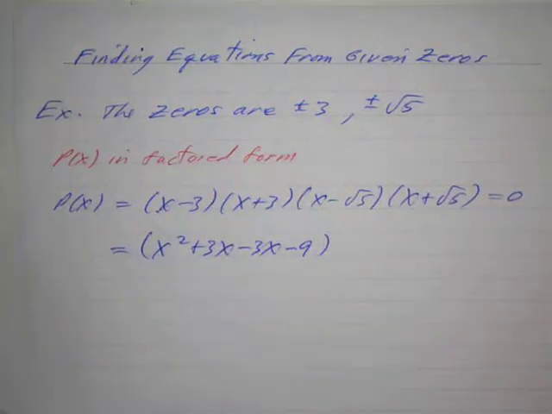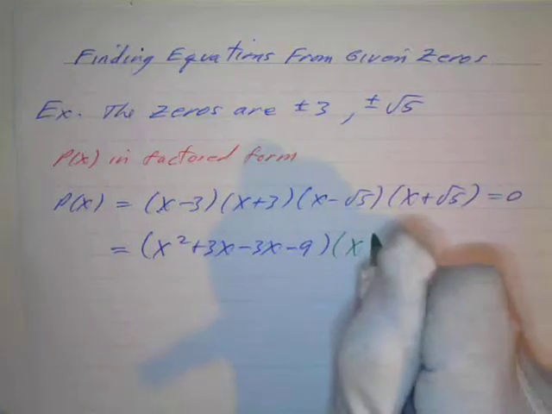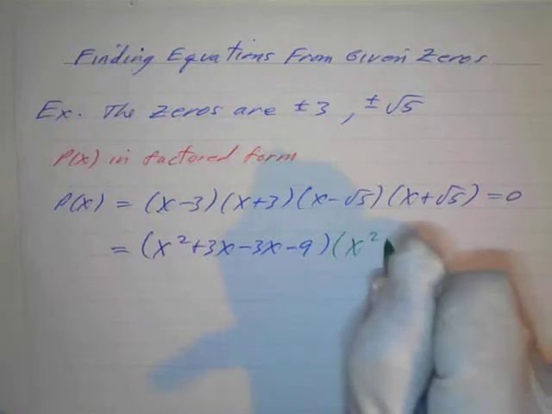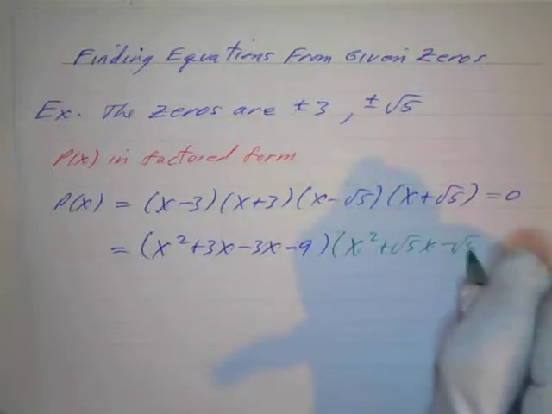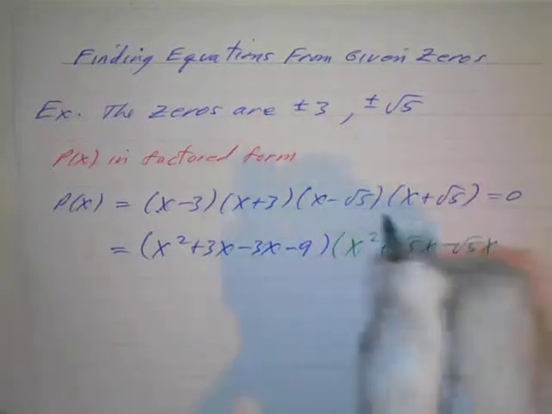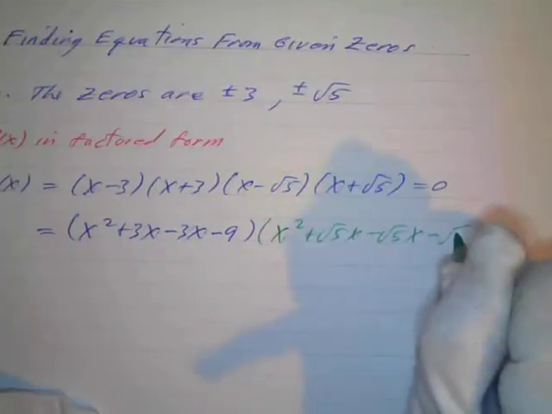And then over here we've got the same idea. First term, x times x is x squared. Outside terms, plus the square root of 5x. Inside terms, minus the square root of 5x. And last terms, negative times a positive is a negative, and the square root of 5 times the square root of 5 is the square root of 25.